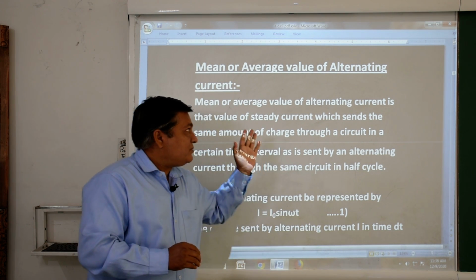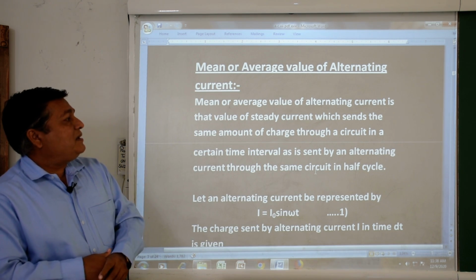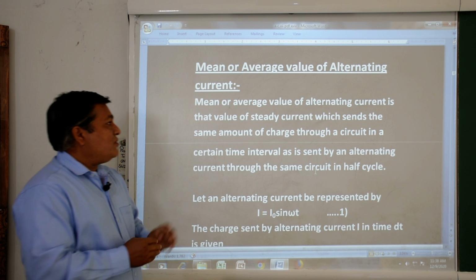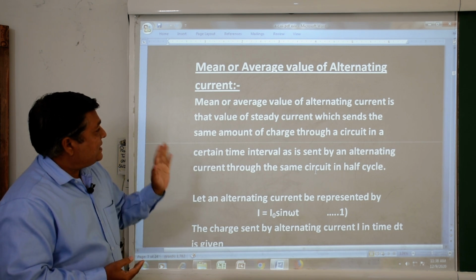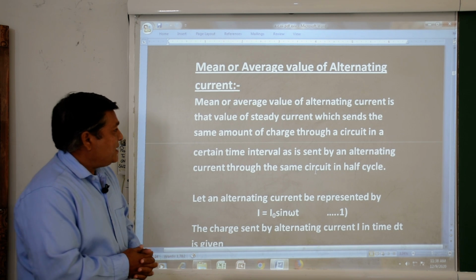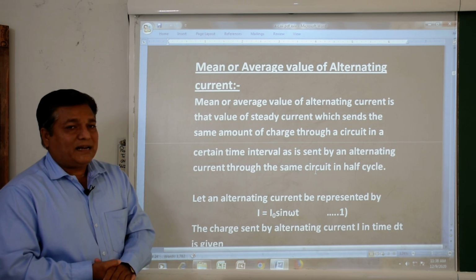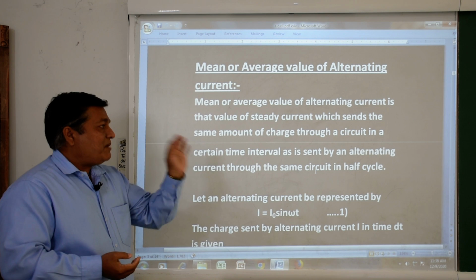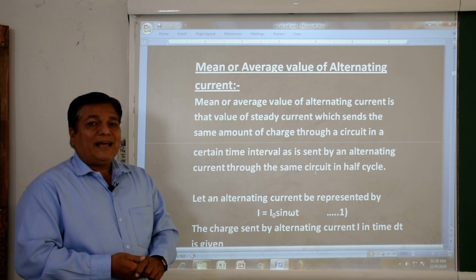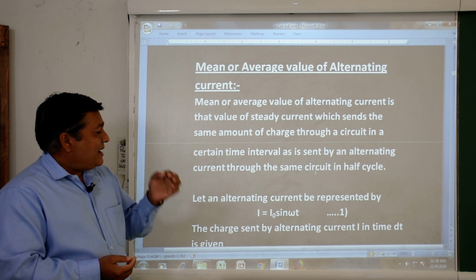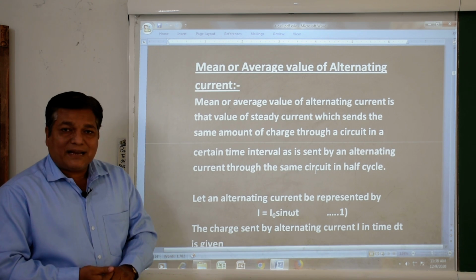Let us try to take out the mean or average value of alternating current. How do we define it? The average value of alternating current is that value of steady current which sends the same amount of charge through a circuit in a certain interval of time as is sent by the alternating current through the same circuit in half cycle.